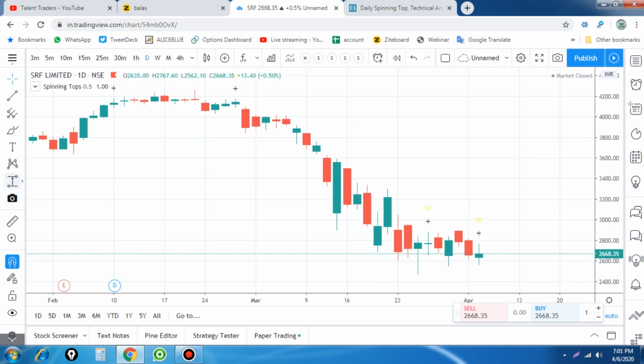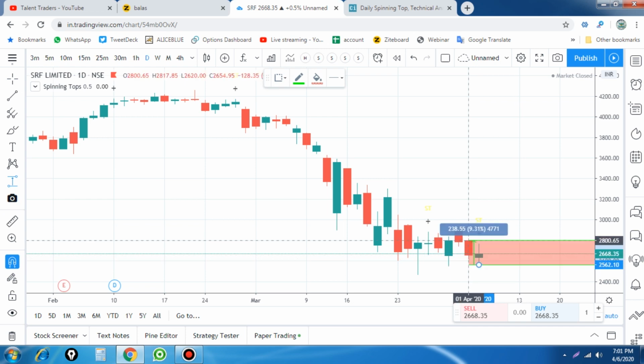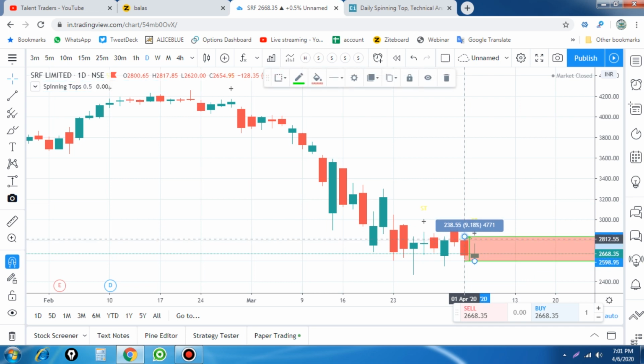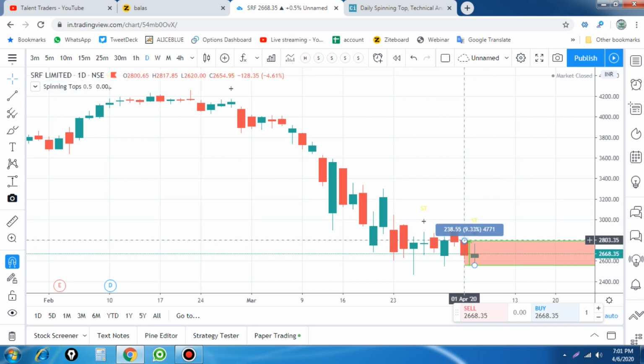And here what we are going to find out is the range for the stock. This is our trading range for the stock, where we are going to do the trading. Right, just wait.